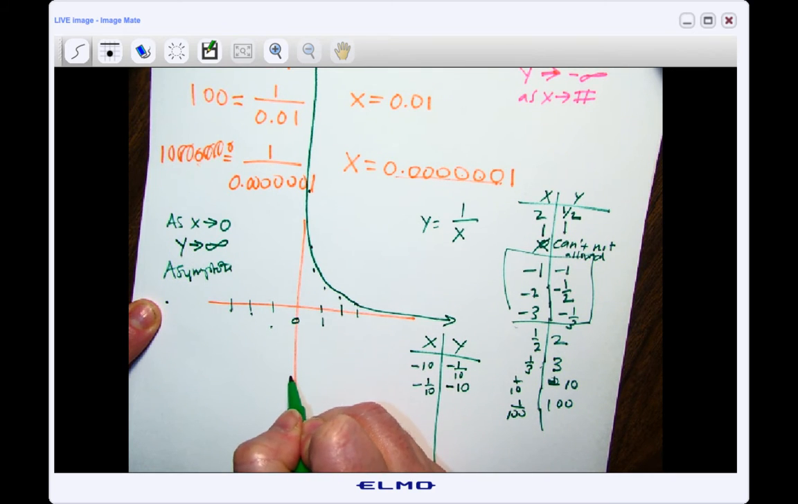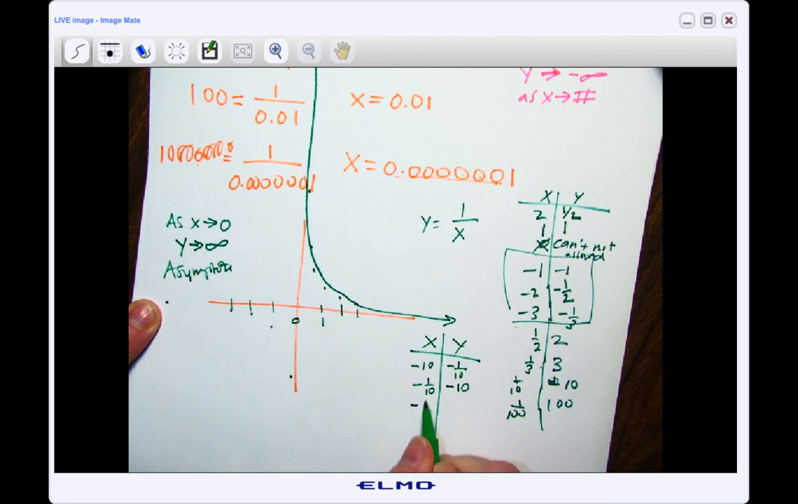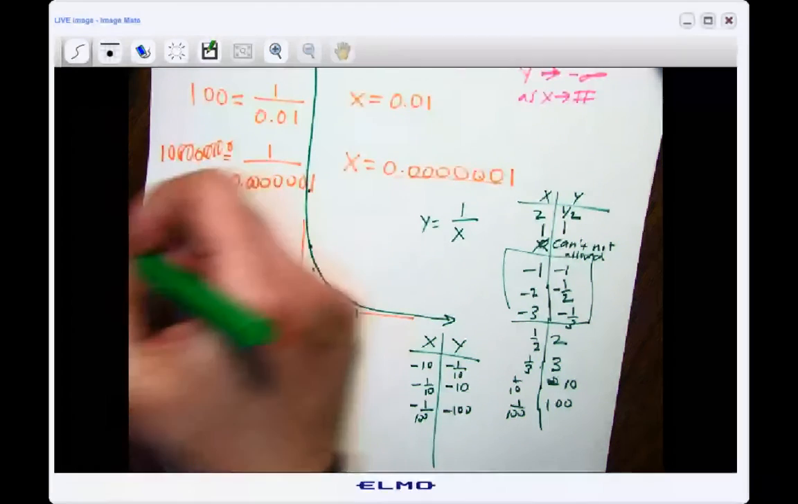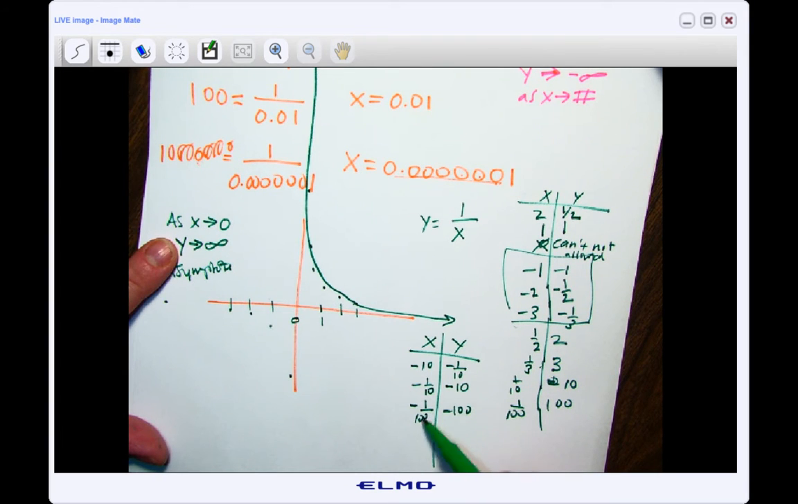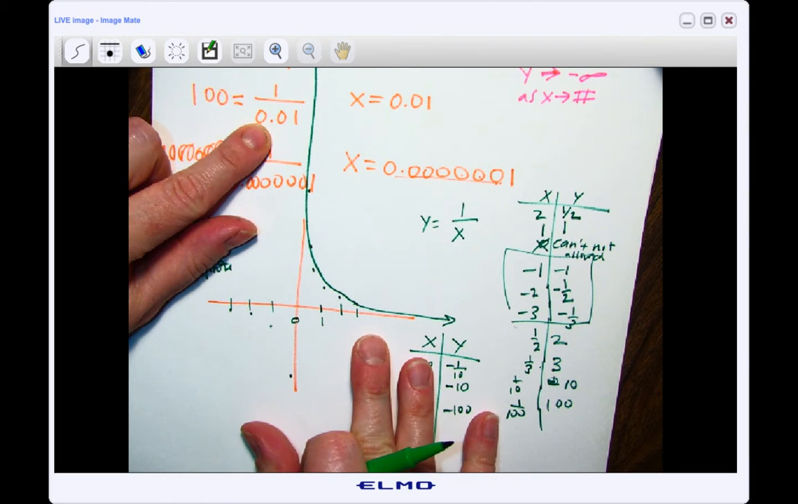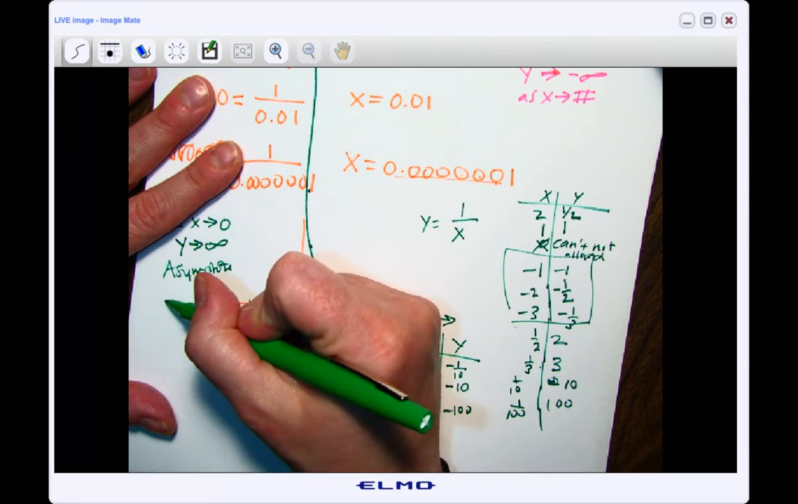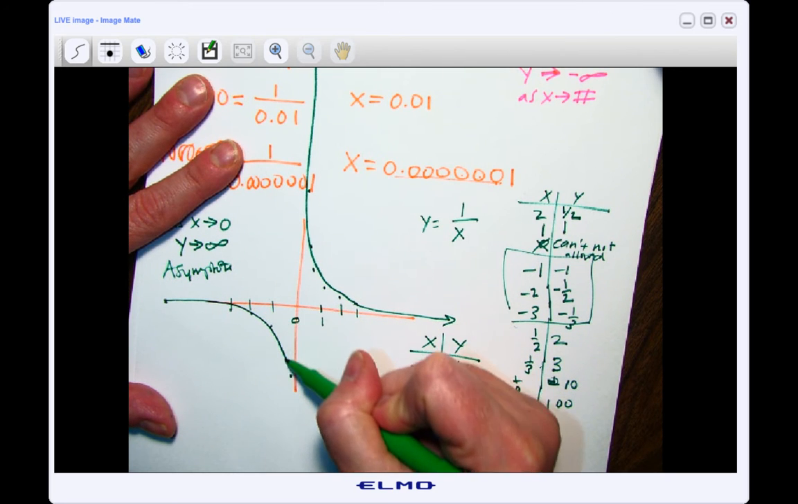So that will be like way down here, right? A negative 100th will give me a negative 100. That is true. It's going to be way, way, way down, right? And so the smaller the fraction I put in, the bigger the number. Because when you have a small number on the bottom of the fraction, that means you have a really, really big number, right? When you divide by a little teeny tiny number, you're actually getting a really big number.